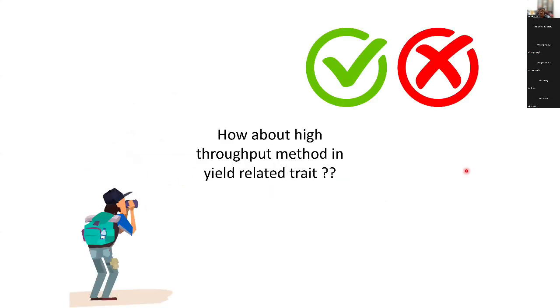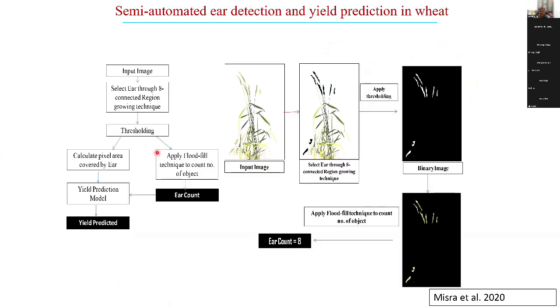So if you want to talk about the yield part, then my talk will be completed, because everybody in agriculture has one focus: everybody wants to increase the yield. So we are also able to find the yield information from the image itself.